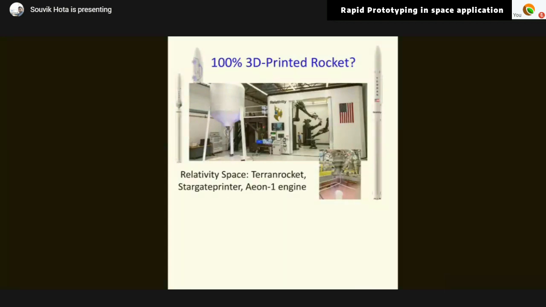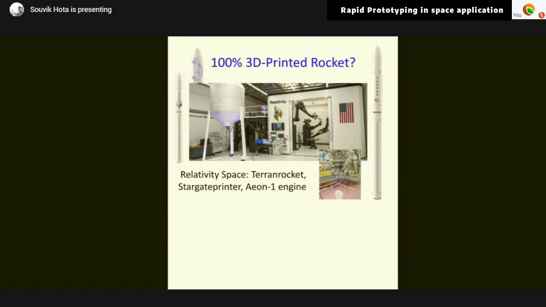So they are using their own engine also. That is also a 3D manufactured engine. Rapid prototyping process using engine. That is their Aeon 1 engine. Their first rocket, Terran, is powered with liquid oxygen methane engine, that is LOX methane engine Aeon 1, which when complete will be capable of transporting a payload up to 1250 kg to lower Earth orbit of 185 kilometer, and they can be extended up to an altitude of 1200 kilometer per sun synchronous orbit. And it will carry around 700 kg of weight by this time. They are capable of carrying this kind of weight.